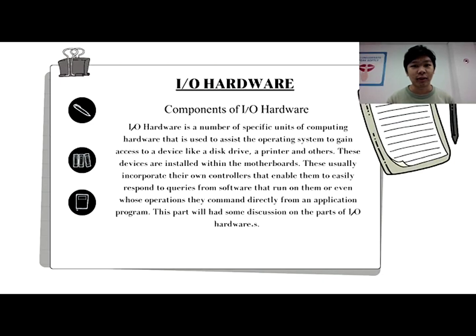Moving on to I/O hardware. What are the components of I/O hardware? I/O hardware is a number of specific units of computing hardware that is used to assist the operating system to gain access to a device like a disk drive, a printer, and others. These devices are installed within the motherboards. These usually incorporate their own controllers that enable them to easily respond to queries from software that runs on them, or even whose operations they command directly from an application program. This part will have some discussion on the parts of I/O hardware.